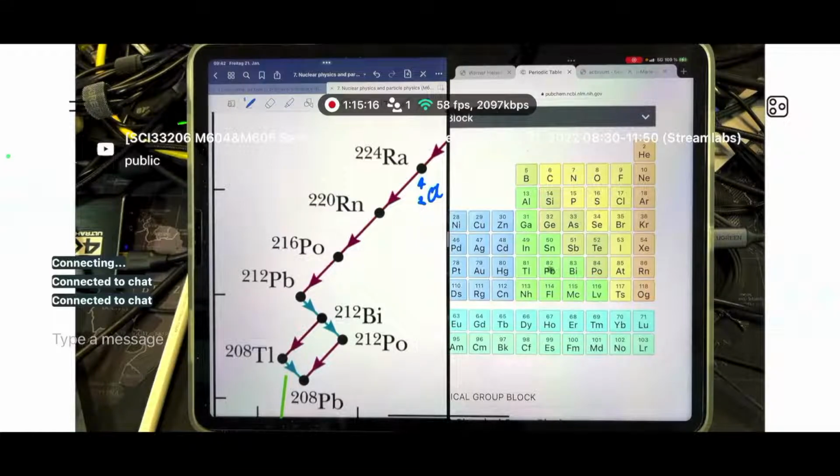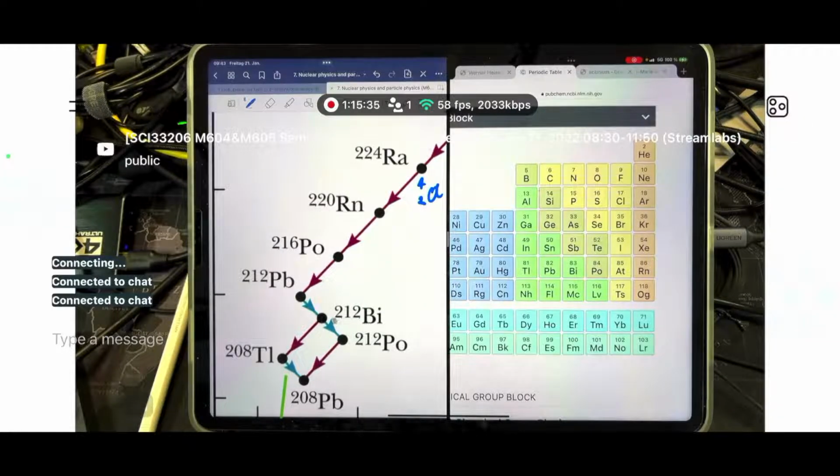We now get one more proton. We have to go forward by 1, which corresponds to the element bismuth. Bismuth 83 still has the same number of nucleons, 212.